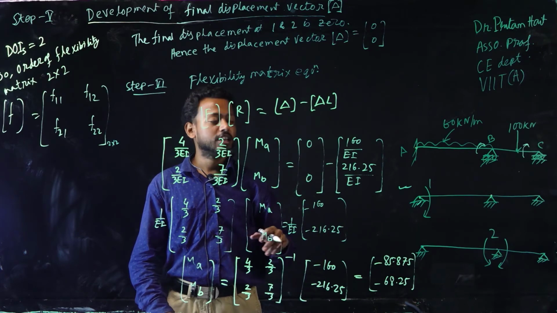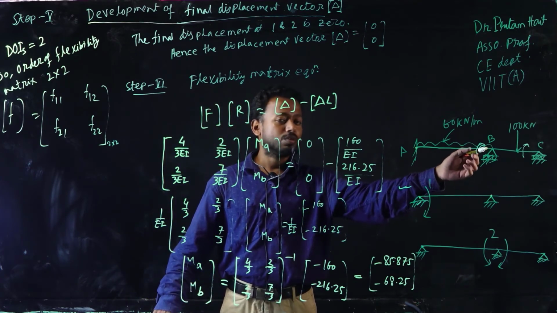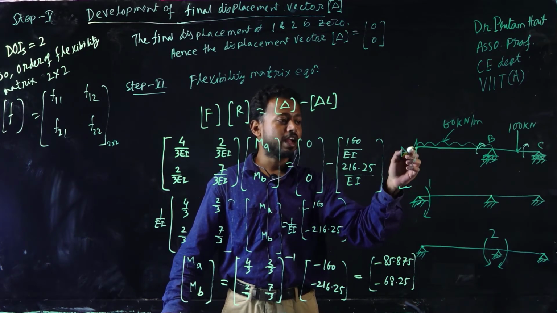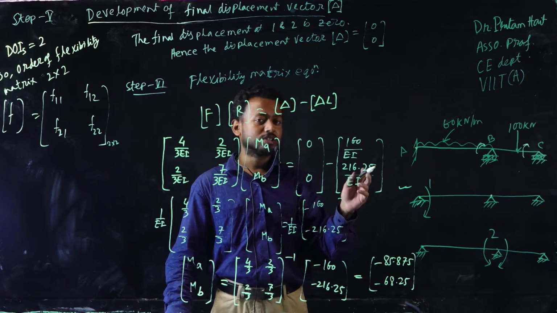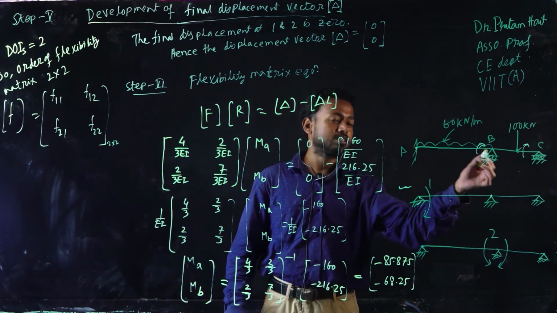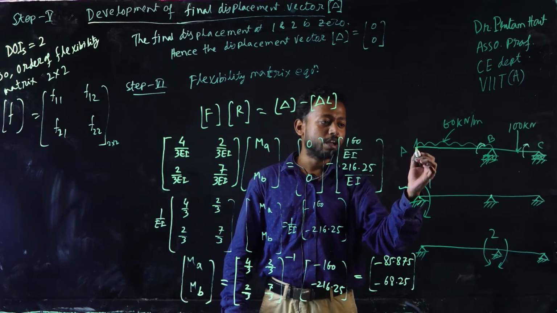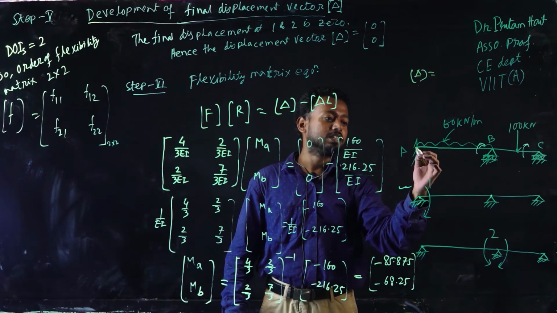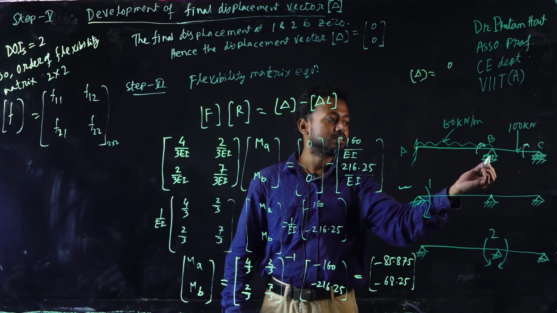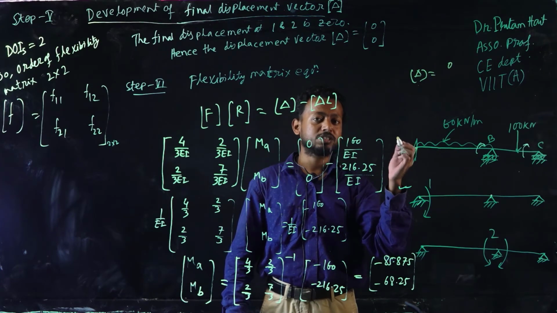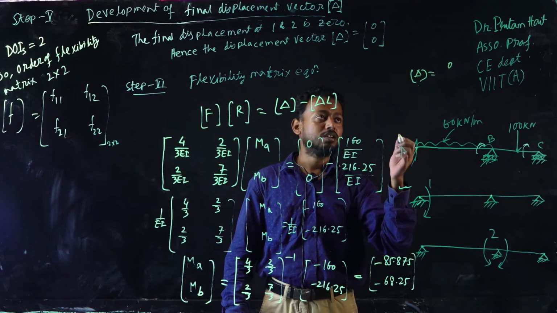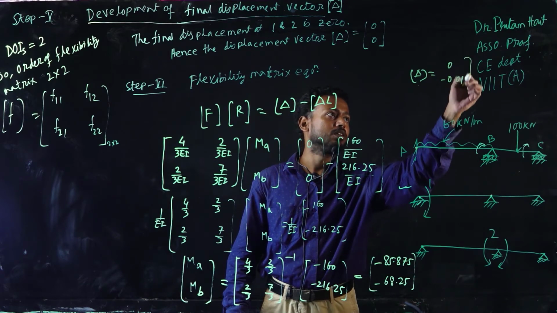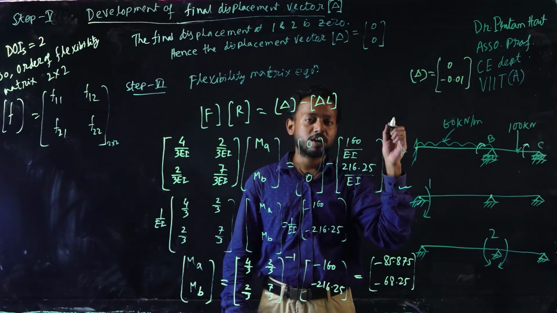Okay, if settlement occurs at B or any other point or at A, then you could consider that. Suppose at B point some settlement is there and at A point there is no settlement, then the displacement vector would be, here it is 0 settlement, so 0, and here it is 10 mm settlement, so 10 mm means 0.01 meter, so settlement is in downward direction, so it will be minus 0.01. So this will be the final displacement vector.